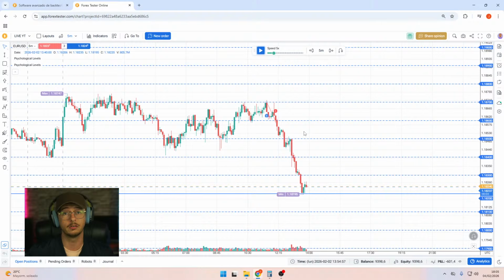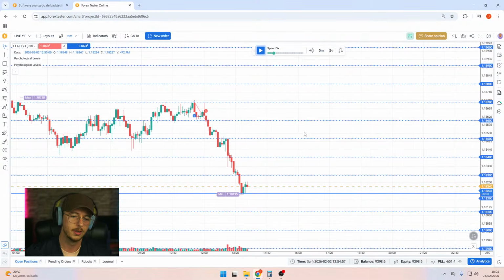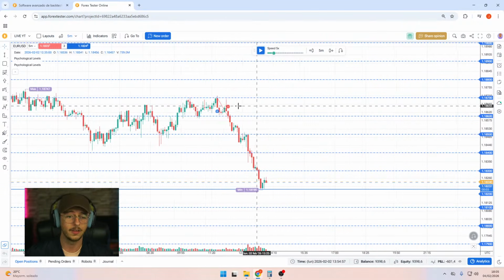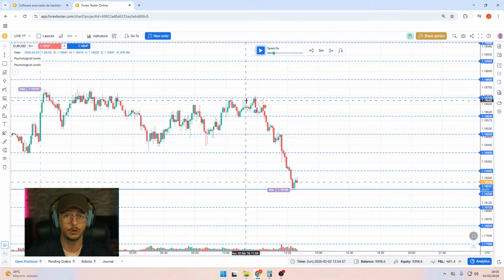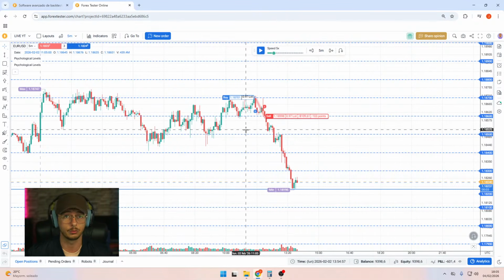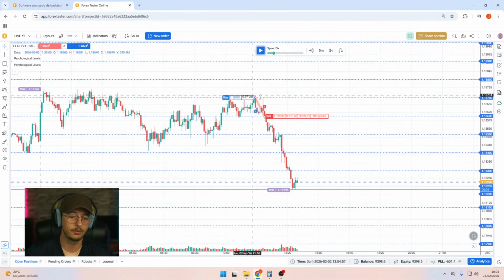But first of all, we need to understand a little bit how the strategy works. Basically, I measure the trend with the round numbers. So I don't even need candles. I use it in my personal strategy as well. I use the round numbers to have a trend.